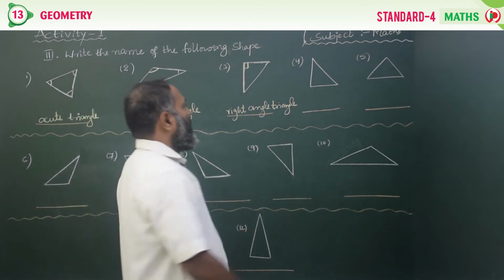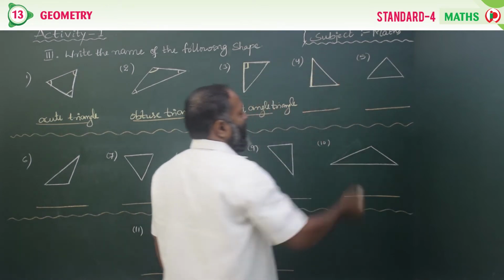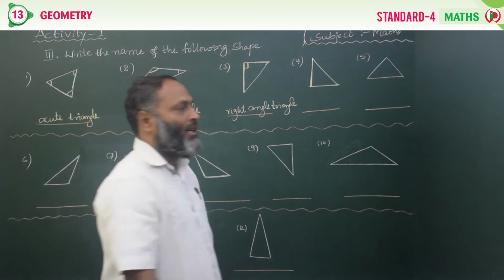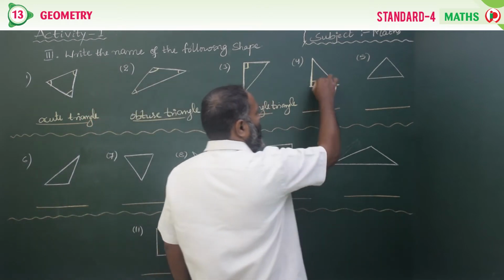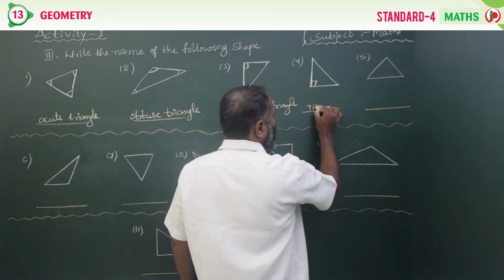Now here in the fourth one, these two sides are perpendicular. How to say the sides are perpendicular? If two sides are in an L shape or T shape, then we can say that they are perpendicular. So this is also a right triangle or right angle triangle.